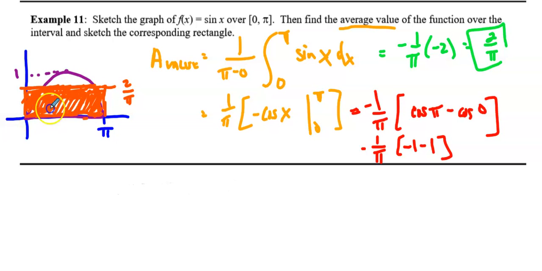Now, will you have to sketch things? Most likely no, but that's the idea of what we need to do for this question. Again, average value is 1 over b minus a times the integral from a to b of your function. Evaluate it, and then it simply asks you to find the value, or sketch the corresponding rectangle, and that's just telling you that the area of this rectangle is similar to the area of that curve. All right, so let's go on to our next example.